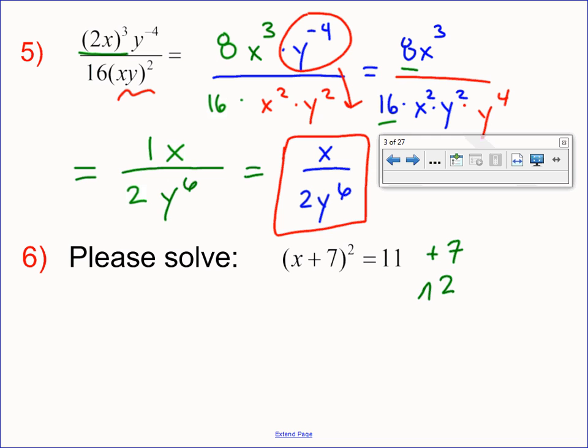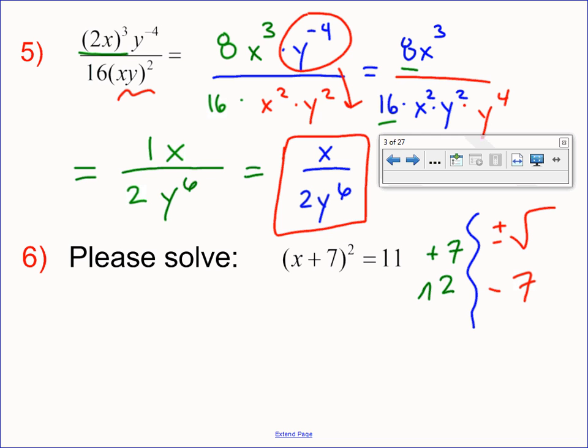Reverse and undo to get my solving steps. My first solving step needs to undo squaring. What undoes squaring? Taking the positive and negative square root. Remember, when you're the one creating the radical, to undo squaring, that's when you have to include the two, positive and negative. And lastly, undo addition of 7 by subtraction of 7. So my forward steps, reversed and undone, become my solving steps. Let's apply them in order.